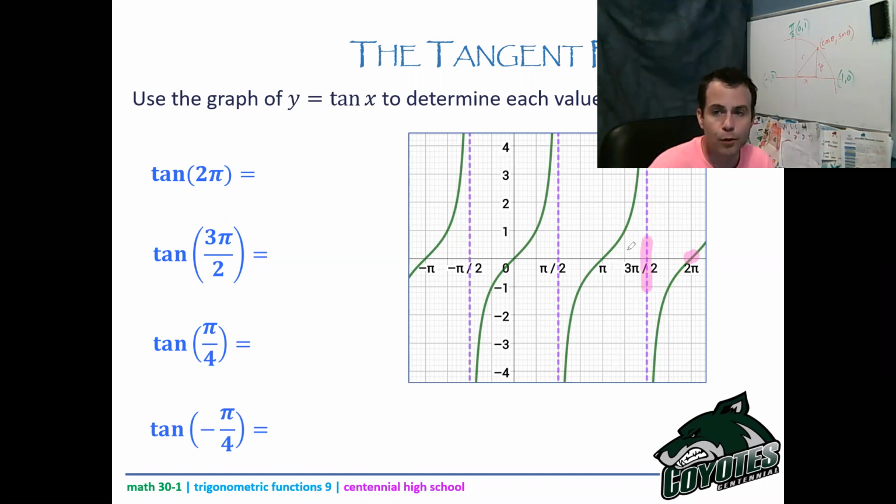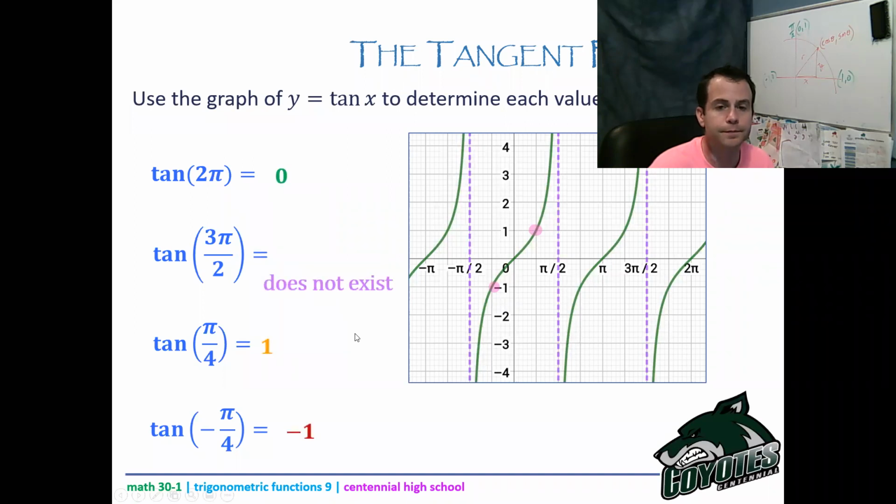Tan of pi over 4, we already talked about. That was right in your table. Oh, sorry, that was the wrong one. Tan of pi over 4 is right here. And that would be a 1. And then tan of negative pi over 4 would be right here. And that would be negative 1. Okay, so we'll put all those answers in. And we're good to go.